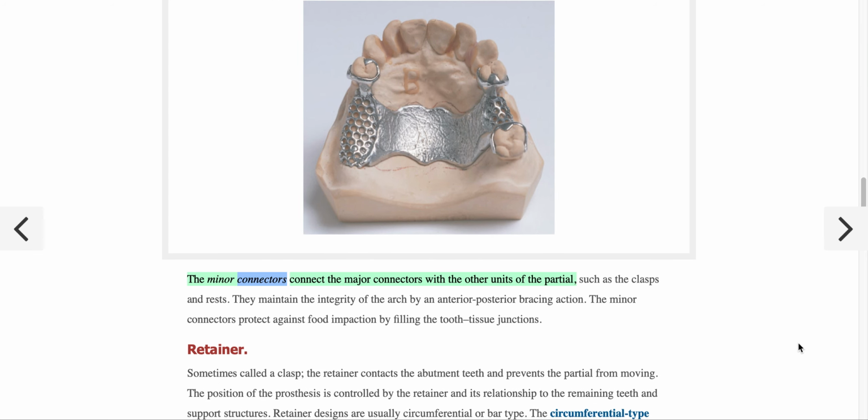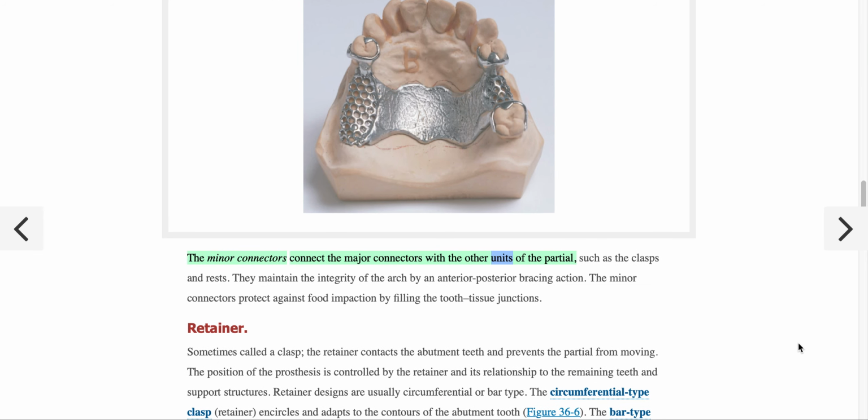The minor connectors connect the major connectors with the other units of the partial, such as the clasps and rests. They maintain the integrity of the arch by an anterior-posterior bracing action. The minor connectors protect against food impaction by filling the tooth tissue junctions.